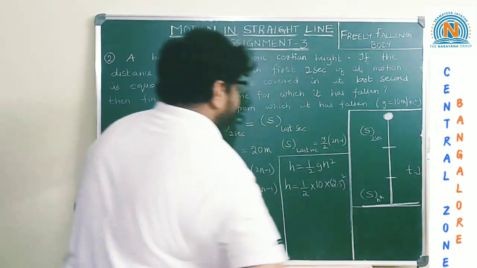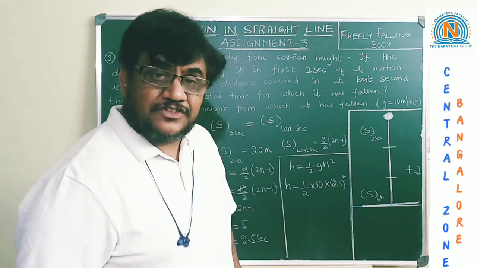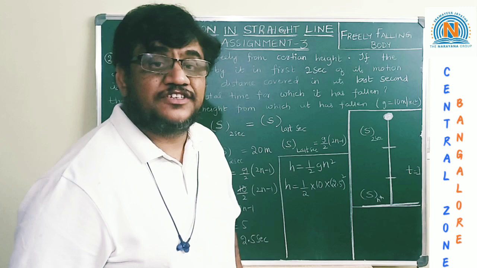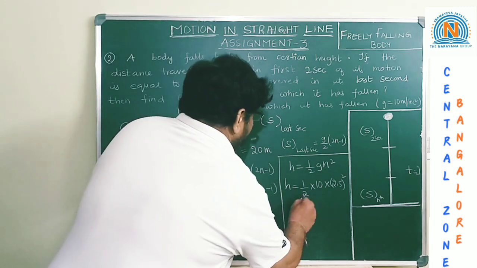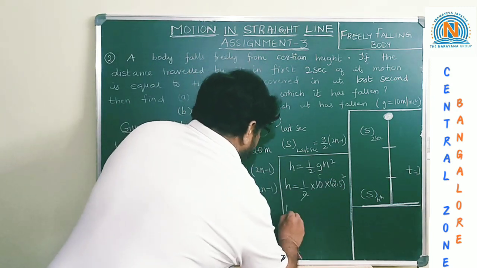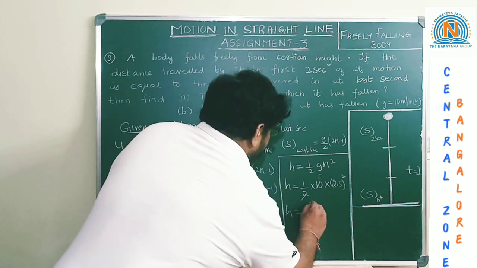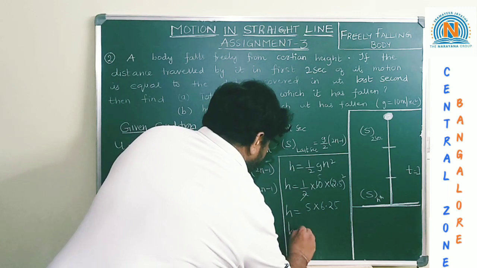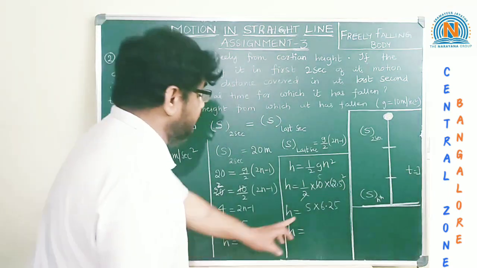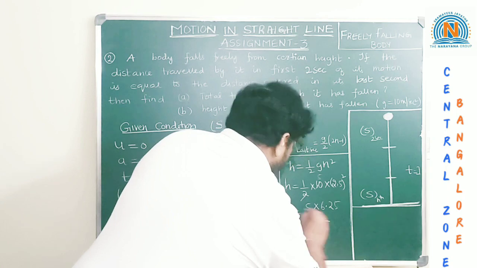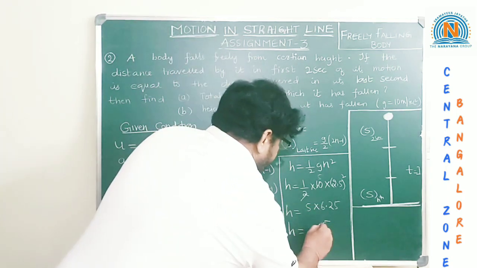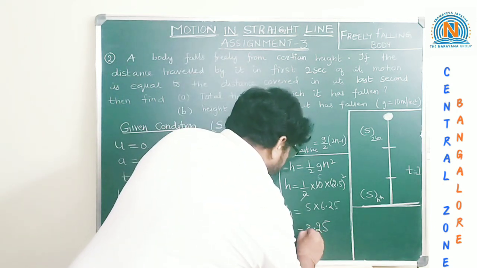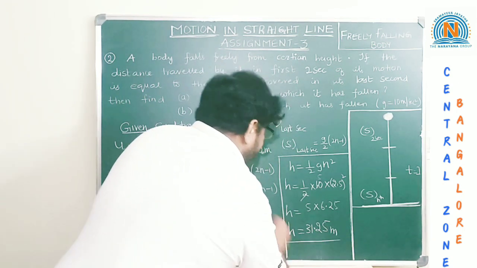Everyone knows 25 into 25 is 625. So 2.5 into 2.5 is 6.25. 2 will cancel this 5 times. So h is equal to 5 into 6.25. So h, the height from which that object has fallen: 5 5s are 25, 5 2s are 10, 10 plus 2, 12, 5 6s are 30, 30 plus 1, 31.25 meters.